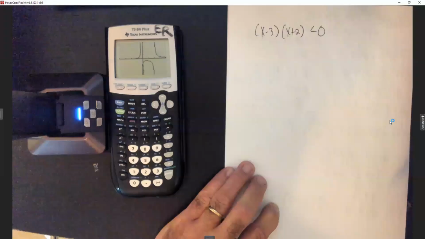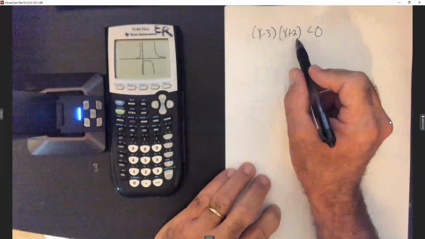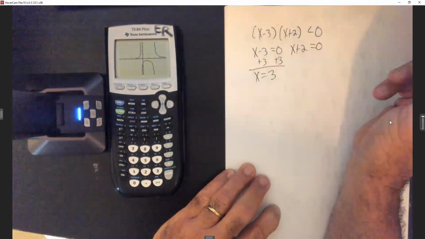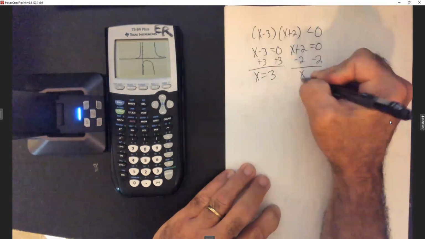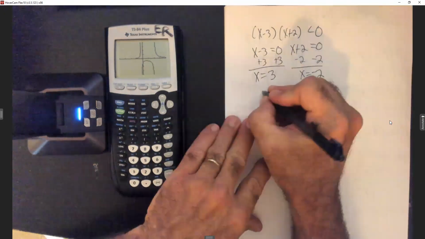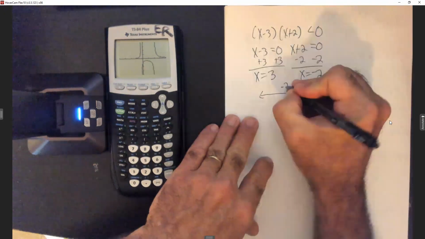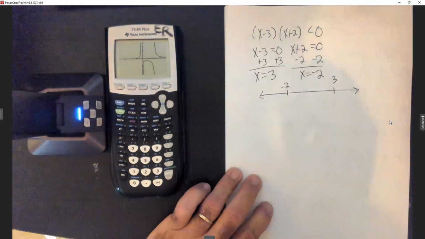All right, so to solve this, it's already factored. So what I'm going to do is find my two answers by setting both of them equal to 0. So this is where I added 3, and I got x is a positive 3. Subtract 2, and you get x is a negative 2. And then I had y'all draw a number line and put your 2 points on here. Here's negative 2, and here's a 3. And we got to test 0. And 0 is in between negative 2 and 3.